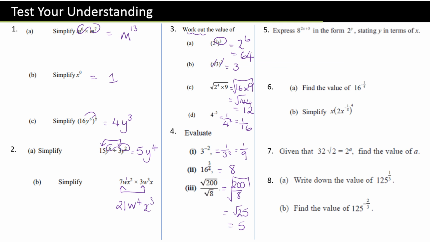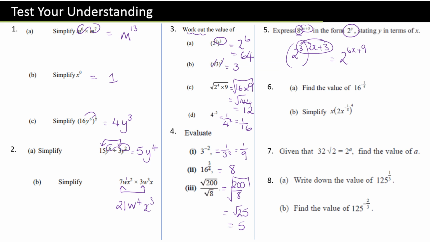Number 5, 8 to the 2x plus 3 in the form of 2 to the y. Well, this is all about putting that 8 as a power of 2. So we need to change that 8 into a power of 2, and I know that 2 cubed is 8. So replacing the 8 with 2 cubed and then raising it to that power 2x plus 3, and then using rule number 3, we need to multiply those together. So it's going to be 2 to the, you have to multiply 3 by 2x and 3 by 3, so it's the 6x plus 9.